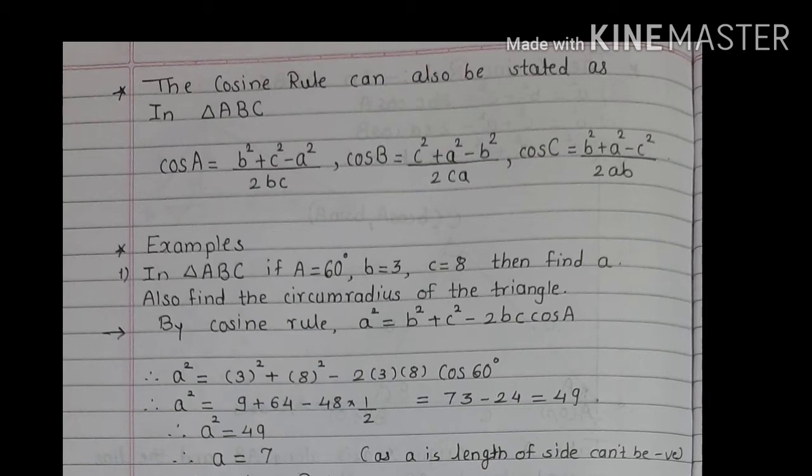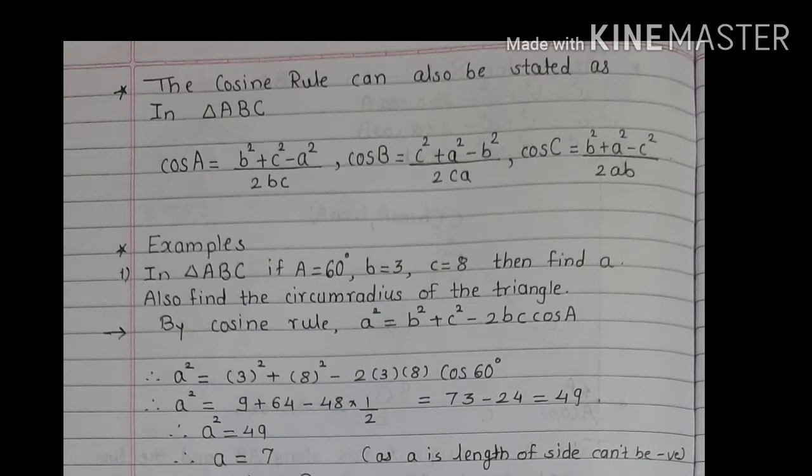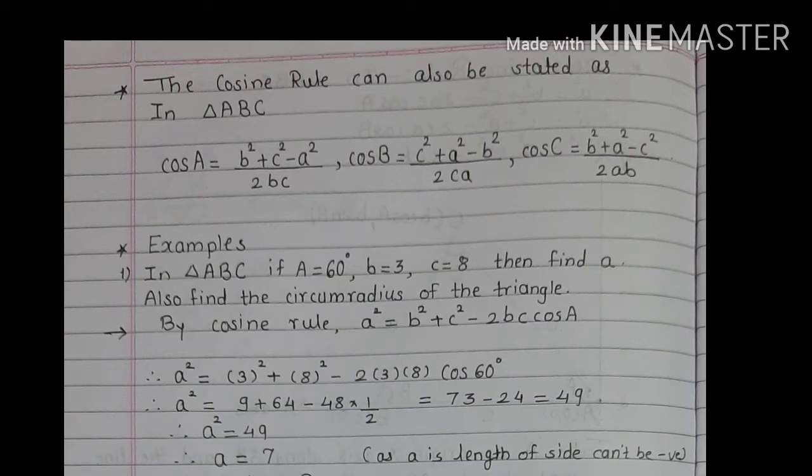Now we are going to solve examples using sine rule and cosine rule. So in triangle ABC, if angle A is 60 degrees, small b is equal to 3 and small c is equal to 8, then find small a. Also find the circumradius of the triangle.